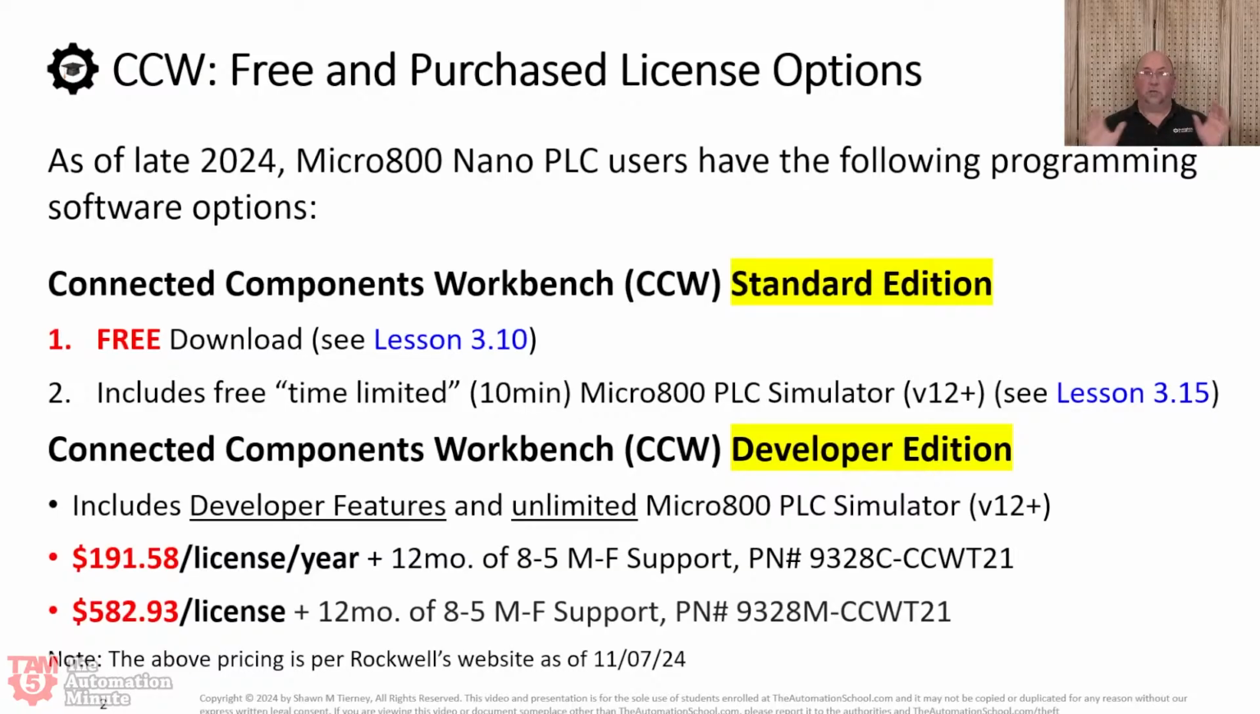That edition has a bunch of other features. I'll talk about those in a minute. But that's about $192 a year as of November 2024. I know we just turned the calendar to December, but I did all this research previously for the updated lesson. So in any case, $192 per license per year. And that includes 8 to 5 telephone support. It's very difficult, if not impossible, to unselect that on their website. So that's why I priced it like that.